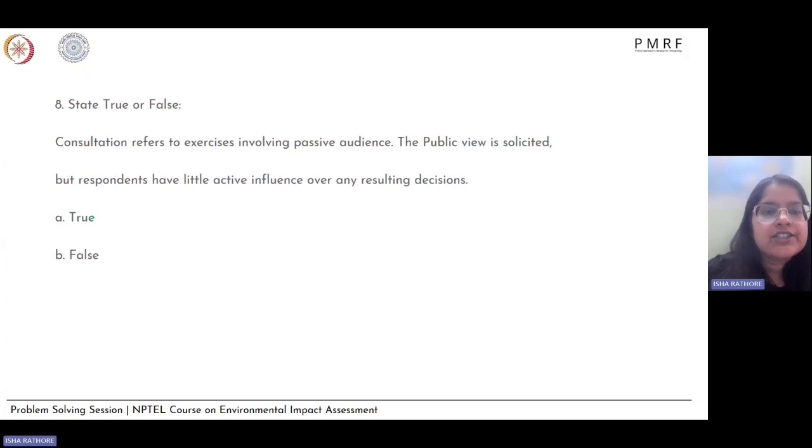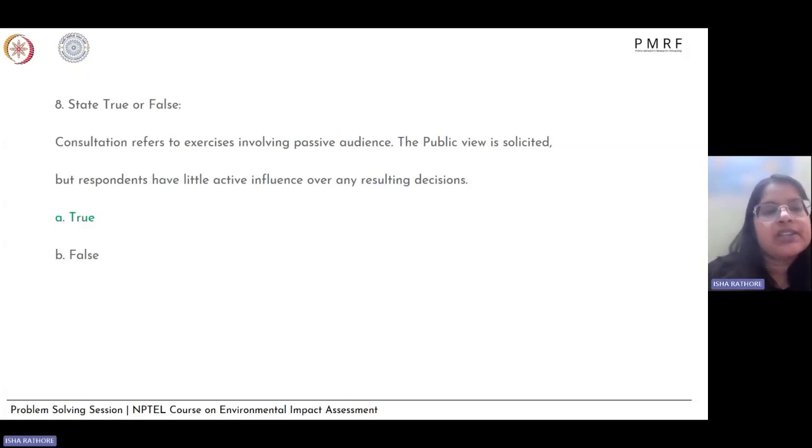State true or false, consultation refers to exercises involving passive audience. The public view is solicited, but respondents have little active influence over any resulting decisions. Is this statement true or false? Okay, so the given statement is true. Consultation. So we looked at different forms of public participation in a particular lecture.